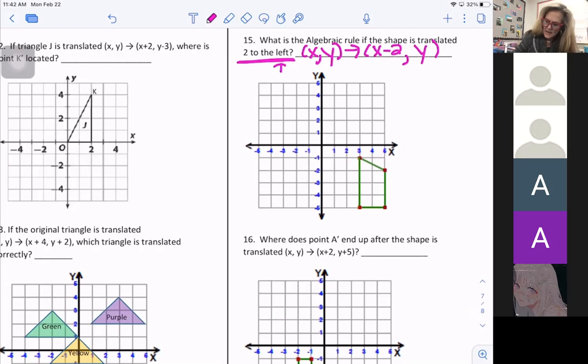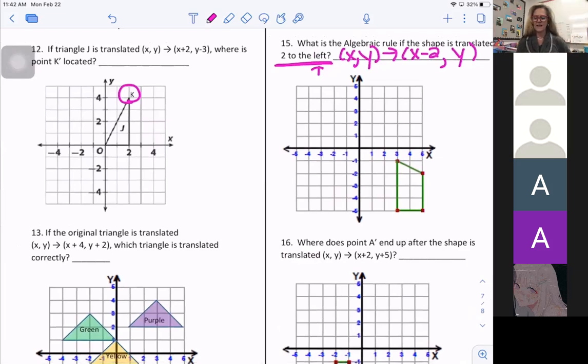I want to make note on this one. That's where K is. A lot of people have not been able to find that K. So on number 12, that's where K is. Questions?